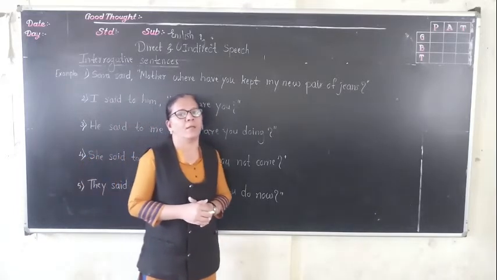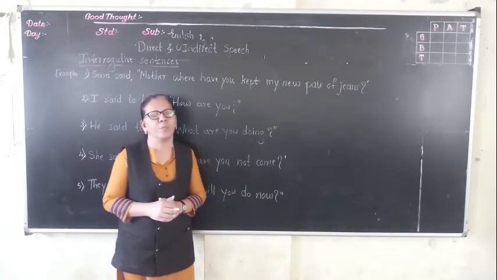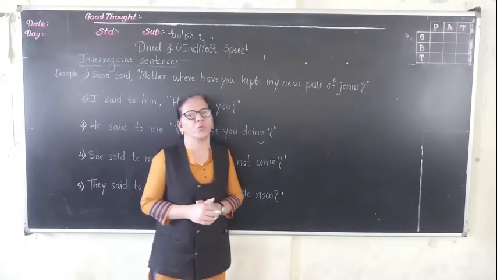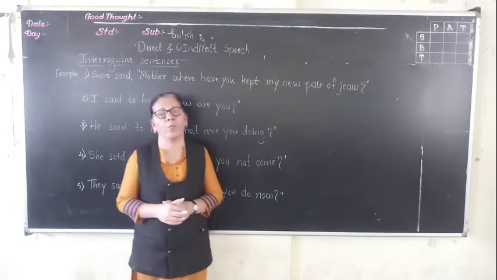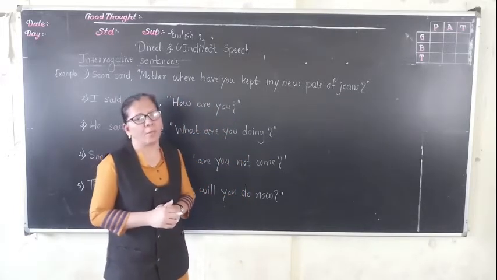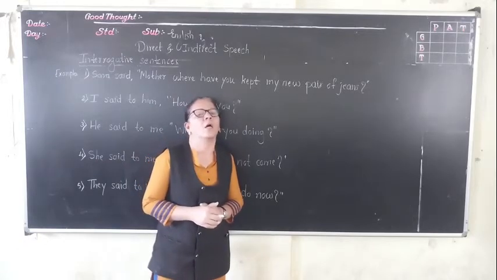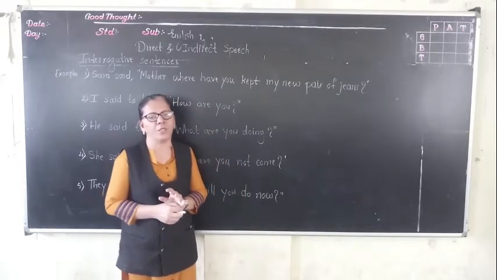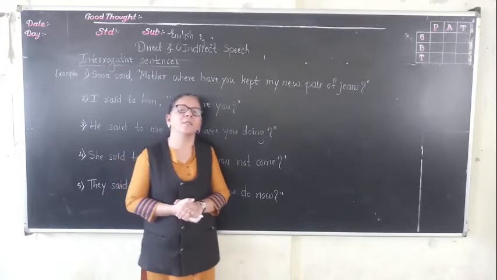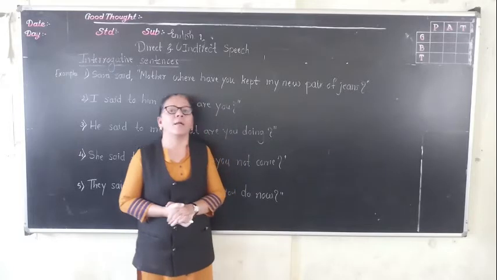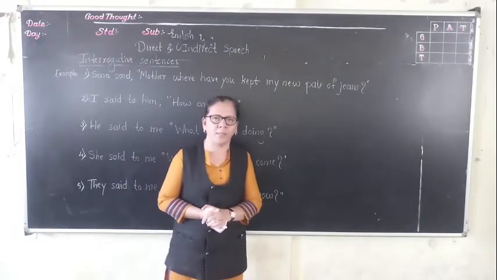Before that, let me tell you some important tips. When you change a question into indirect speech, especially WH questions, that is the questions which start with WH interrogative words like who, why, when, how, what, where, right? So when there is a WH question, we should not use a conjunction. In WH questions, the conjunction is omitted. The question is changed into a statement. So the interrogative sentence is changed into an assertive sentence. And the reporting verb said is changed into asked, inquired, etc.